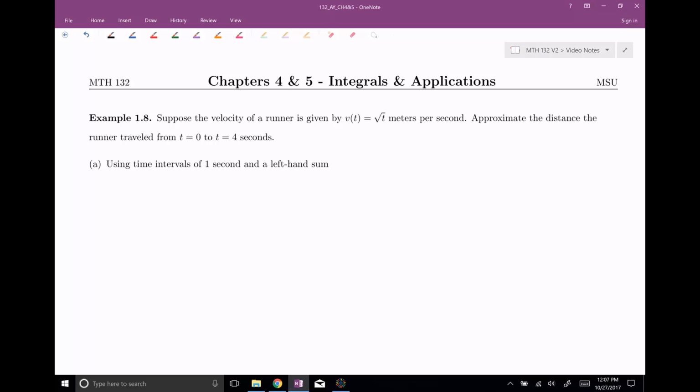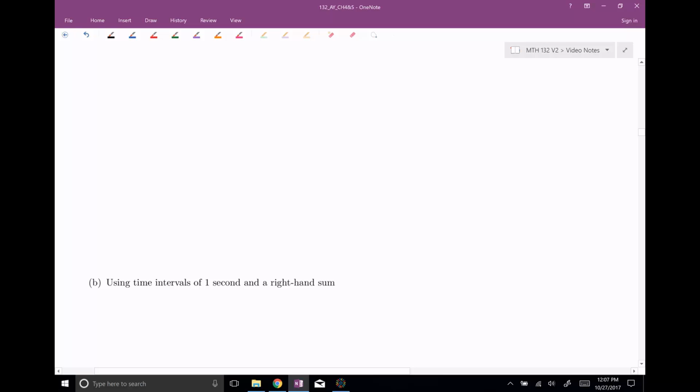And again, this is going to be an approximation. This is actually, if we sketch this out, it's not a nice geometric shape, so I don't know an area formula for it, right? It's not going to be a triangle or a rectangle or anything nice, not even a circle or anything. So we're going to approximate this. We're going to approximate it using time intervals of 1 second and a left-hand sum. And then we're going to go ahead and use time intervals of 1 second and a right-hand sum. Get a couple of approximations here.